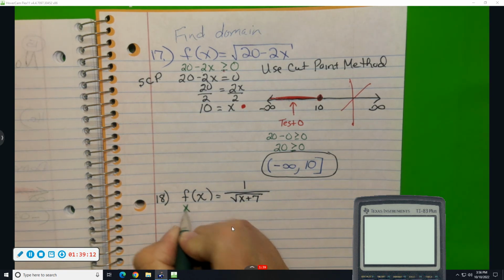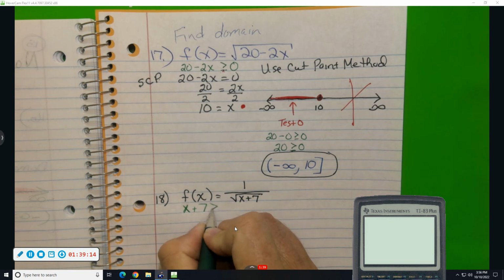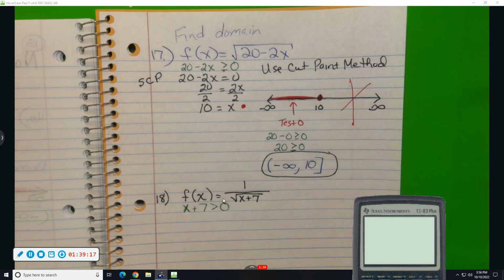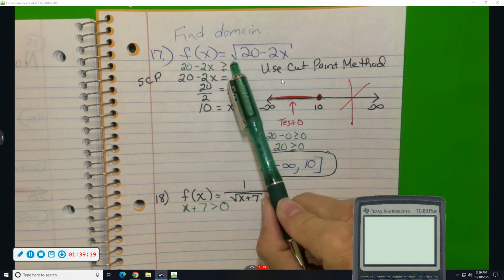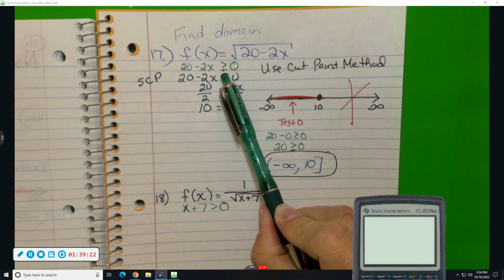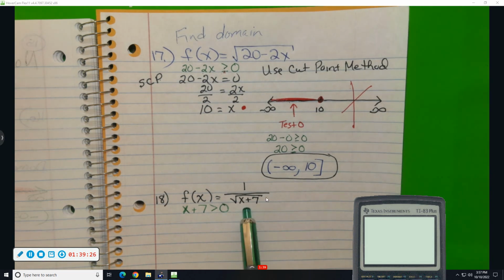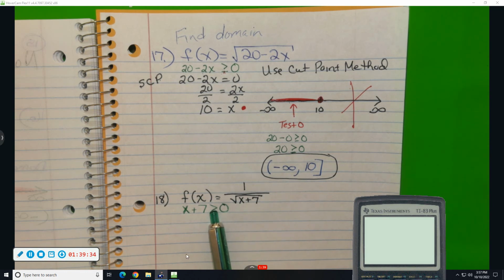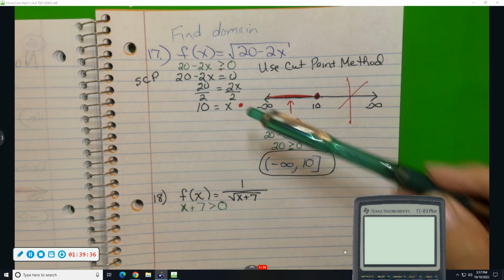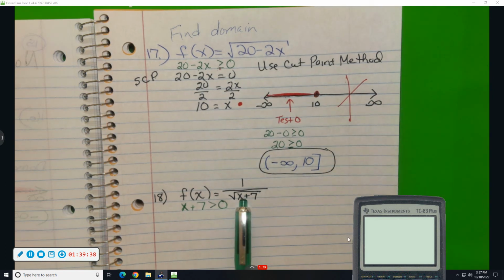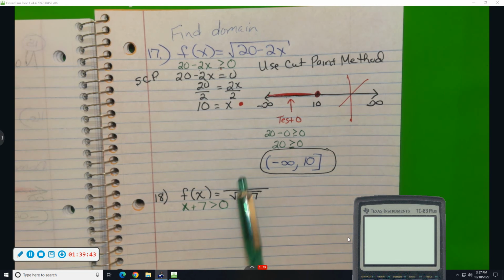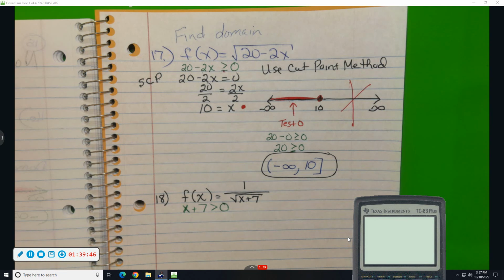So how do these differ? If there's no fraction, you take what's under the square root and go greater than or equal to 0 and use the cut point method. If there is a fraction, you take what's under the square root and go only greater than 0. That's the only difference between these two types of problems, because you wouldn't ever want a 0 down here. If you put a negative 7 in for x, you'd have 1 over 0, and that would be undefined.